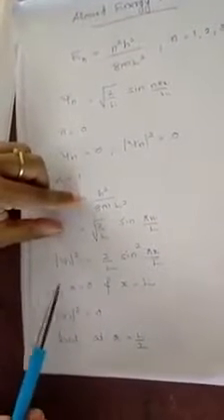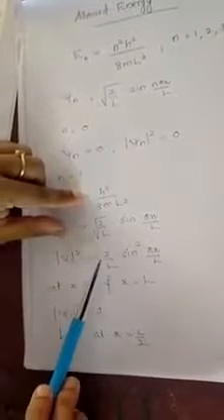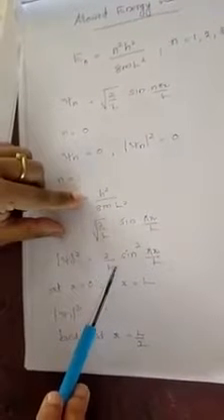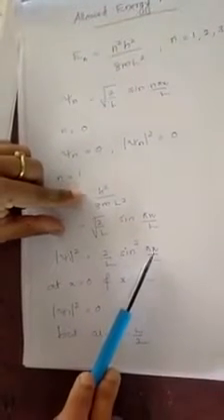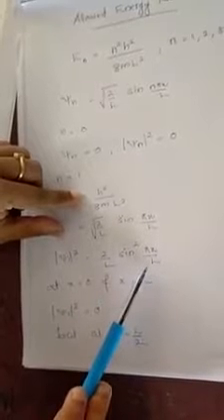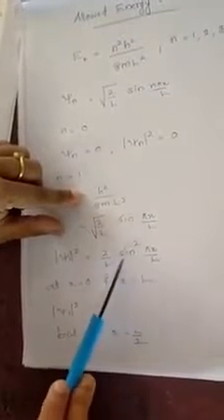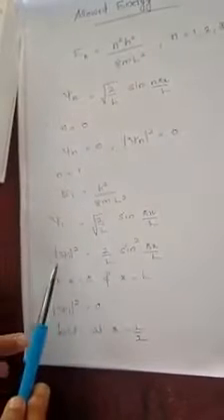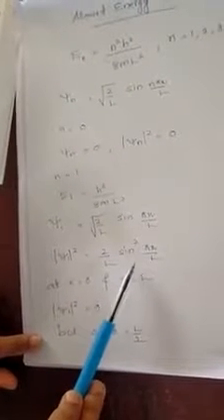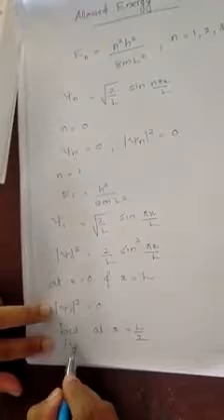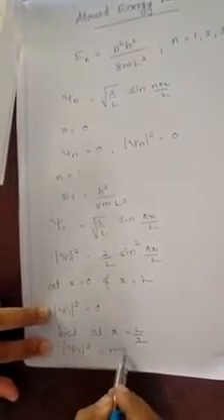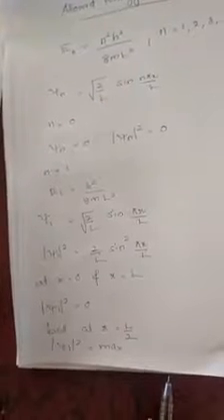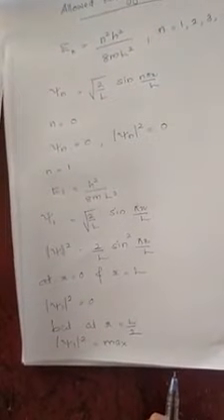At x equal to L by 2, mod psi 1 square equal to 2 by L sin square pi into L by 2 divided by L. That is, this term becomes sin square pi by 2. That is, mod psi 1 square has the maximum value, which implies the probability of finding the particle inside the box is maximum at the center of the box.